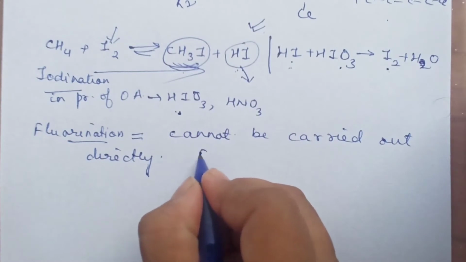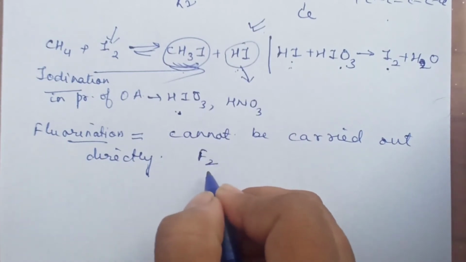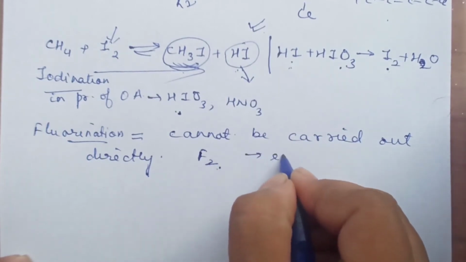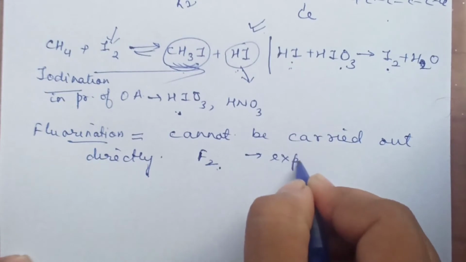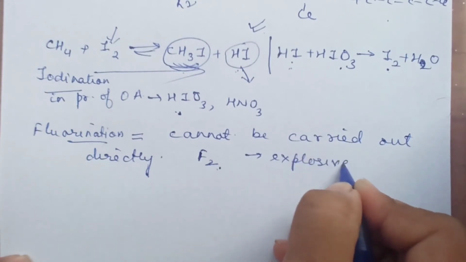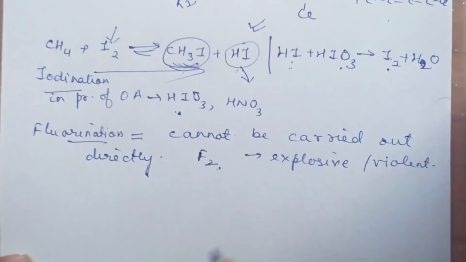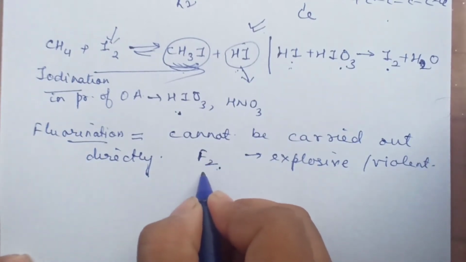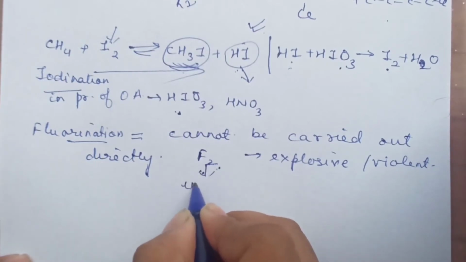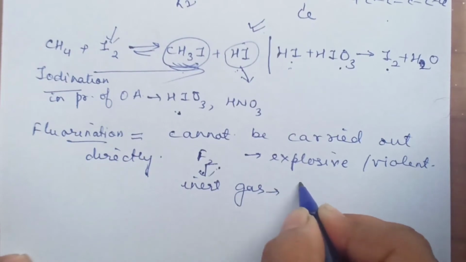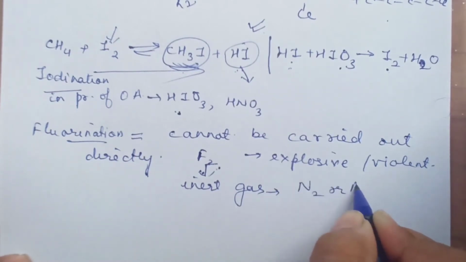Because we know fluorine bond enthalpy is very less because of more repulsion between non-bonding electron pairs. So the reaction is very violent, explosive, uncontrollable. That is why whenever the reaction is to be carried out with fluorine, it is diluted with some inert gas, like nitrogen or argon.